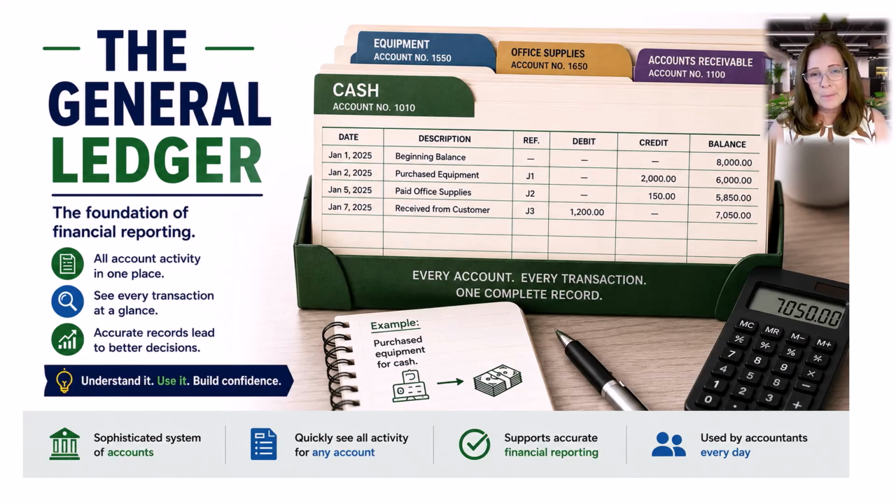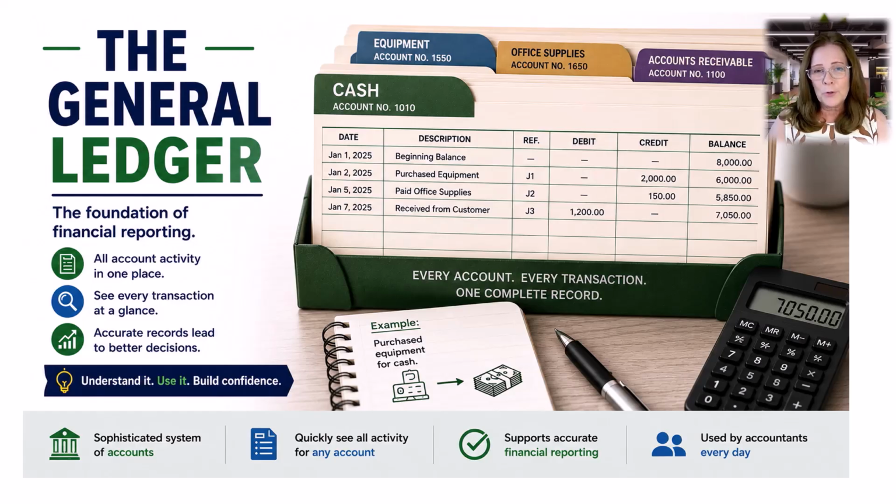Balance sheets and income statements, they all start with the general ledger. So what exactly is the general ledger? It's a system of accounts that allows the accountant to quickly see all the activity for any account in one place. Want to see all the bank activity that was recorded?